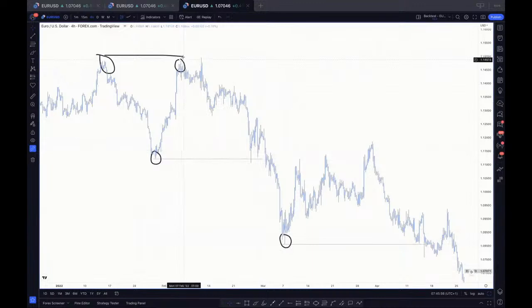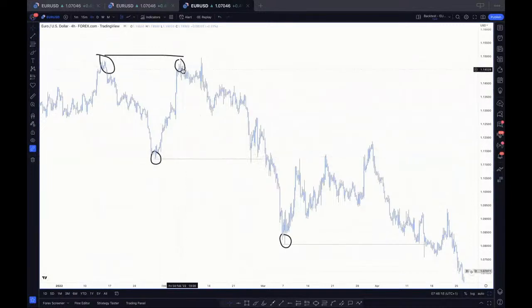Now everything between this high and this low is called internal structure. And what I mean by that is, you can see here, this was our previous high. The market came down here, made a low, and then pulled back up. It didn't break this previous high, and then it returned to take out this low.